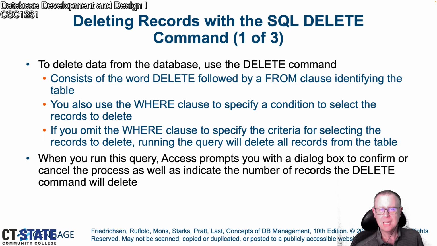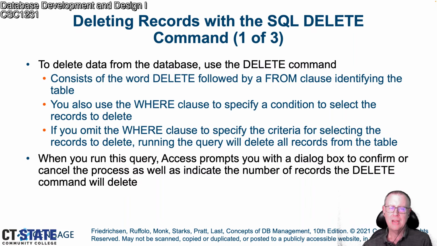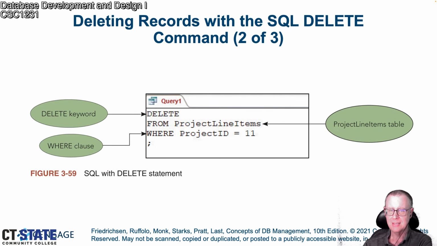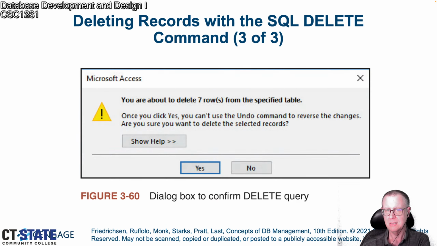Deletion is done using the DELETE keyword and DELETE FROM. You should also use the WHERE clause. If you don't use that WHERE clause, then you will delete everything in the table. So, delete from project line items where project ID equals 11. That's a reasonable deletion. Everything associated with project ID 11 is going to be deleted.